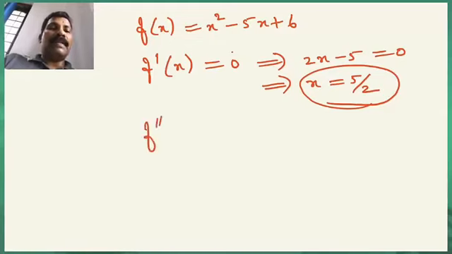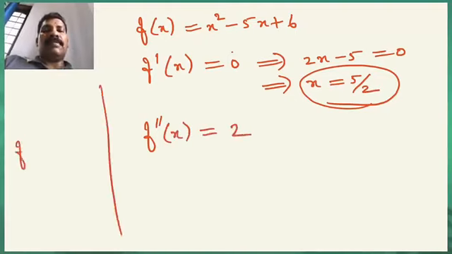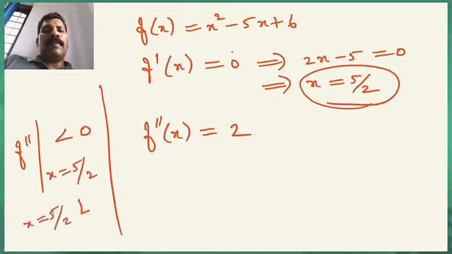We have to find the second derivative, that is f double dash. That is what is here, that is 2. And if the second derivative at the critical point x equal to 5 by 2 is less than 0, then the point x equal to 5 by 2 will be local maxima.